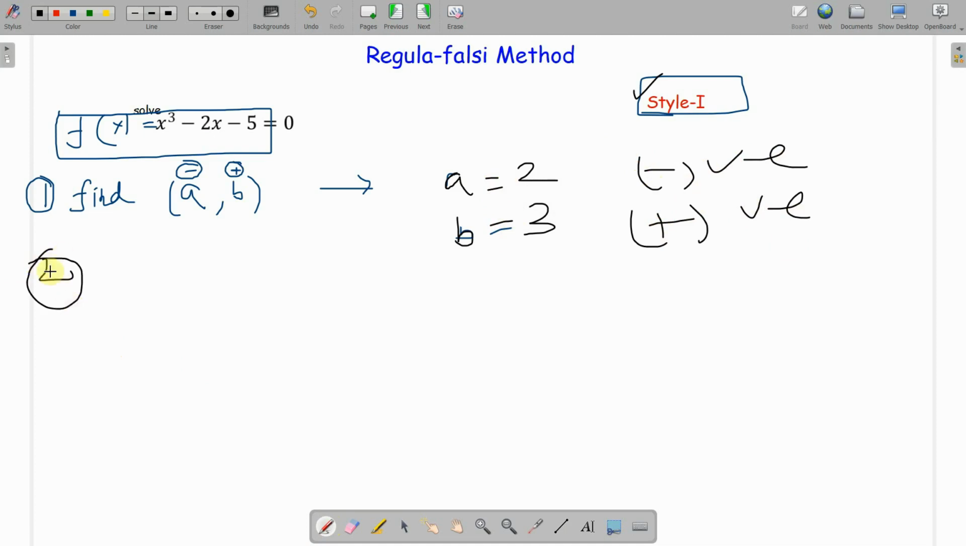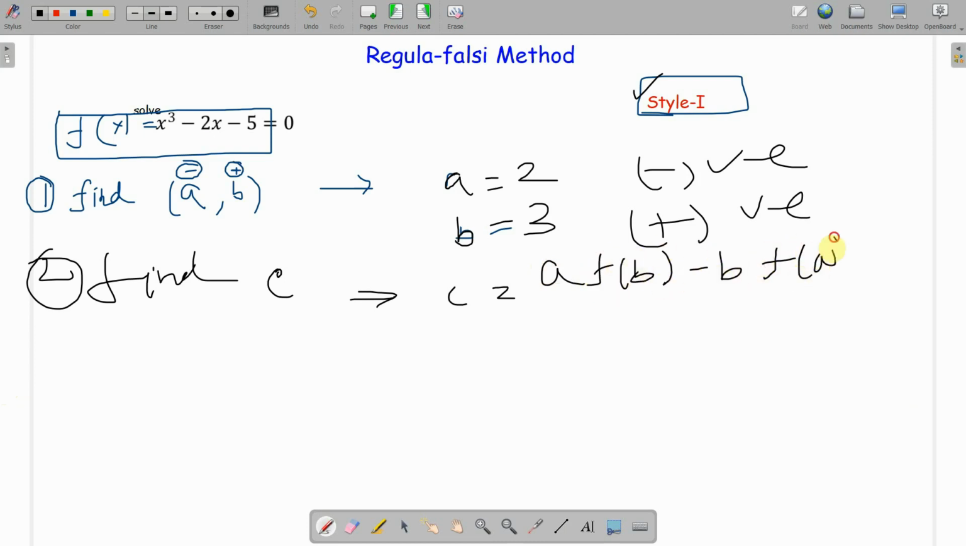Step 2 would be, what would be the step 2? Find C. So how can you find out C? C will be equal to A FB minus B FA, it's very easy, divided by FB minus FA. Am I right?